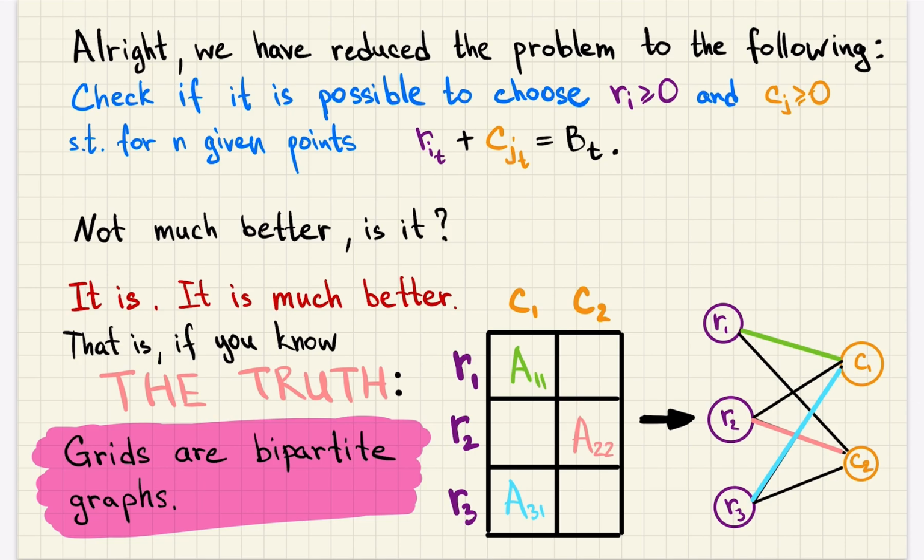Alright, we have reduced the problem to the following. Check if it is possible to choose non-negative values Ri and Cj for each row and column, such that for n given cells in the matrix, the sum of the corresponding row and column values is the given value for that cell. It seems like it's just a different problem and it's not much better. Well, it is. It is much better if you know how to work with grids.